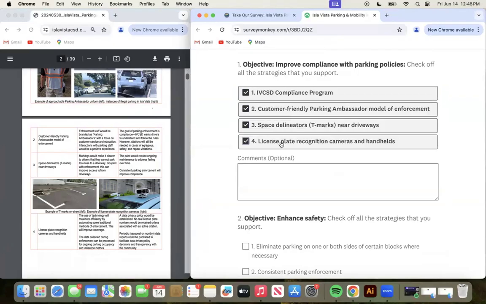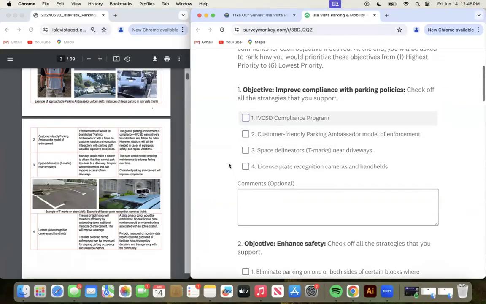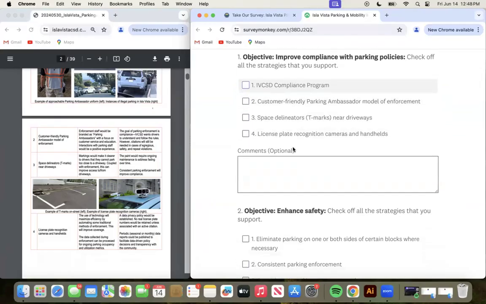And you can pick as many as you like, or if you don't support any of these strategies, you can leave all of them unchecked. And there's a space underneath each question to provide additional comments. So if you have any qualifying statements or concerns or considerations, you can write them there.